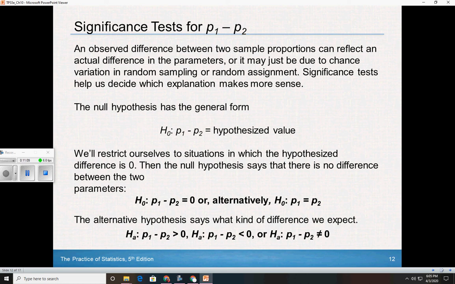So the null hypothesis generally says p1 minus p2 equals, in this class, 0. That means there's no difference in the two. If p1 minus p2 equals 0, then they equal each other. And the alternative hypothesis could either be greater than 0, less than 0, or perhaps the two-sided not equal to 0.